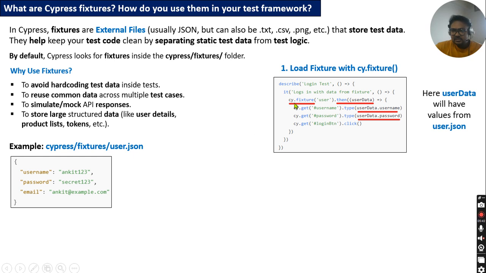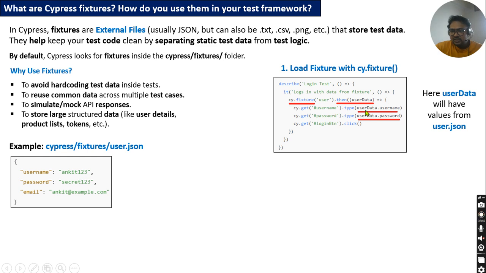That's why cy.fixture user: I want to fetch the data from the user fixture and use it, creating userData that will have the values from user.json. So all the values will get stored over here. Then cy.get username, type userData.username. So in the username field it will type userData.username. Then password, type userData.password, and then click on the login button. So this is how you can do the login.